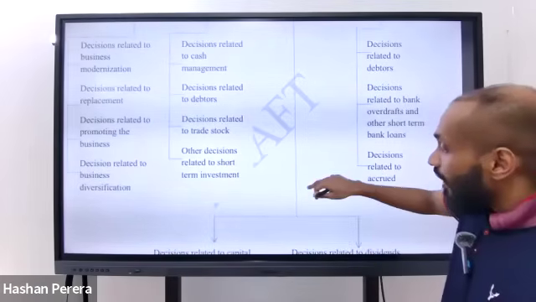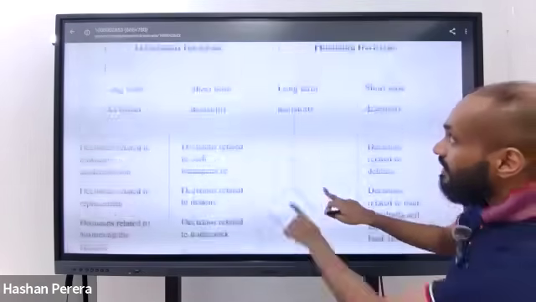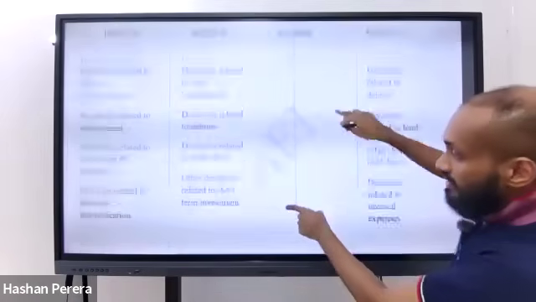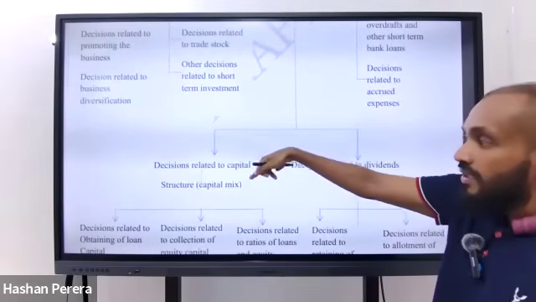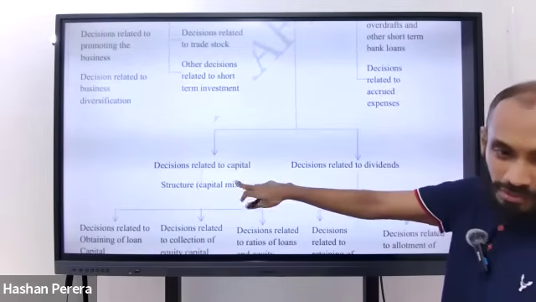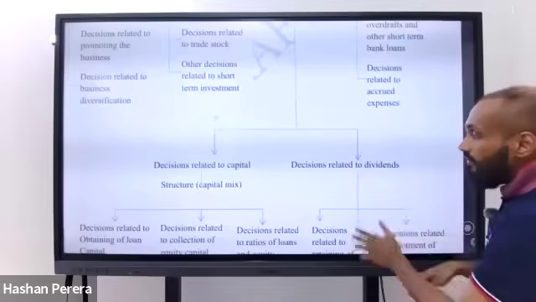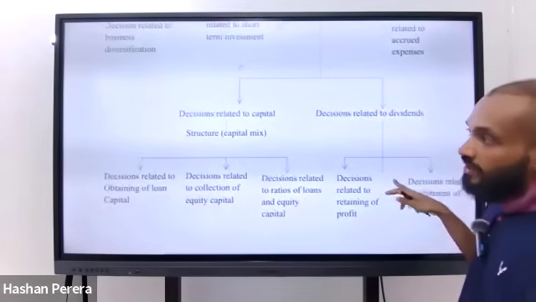Right, done. Long-term financial decisions, you can divide this. Look at this one. Long-term financial decisions, you can divide into two parts: decisions related to capital structure, the capital decision, and decisions relevant to the dividends. Now look at this one.